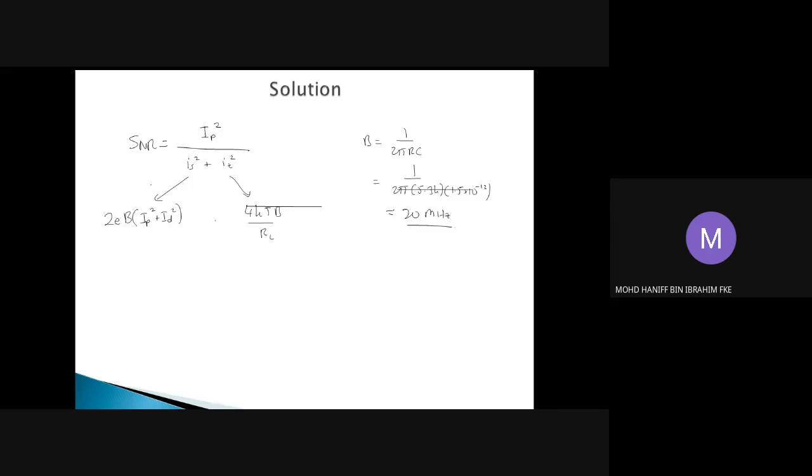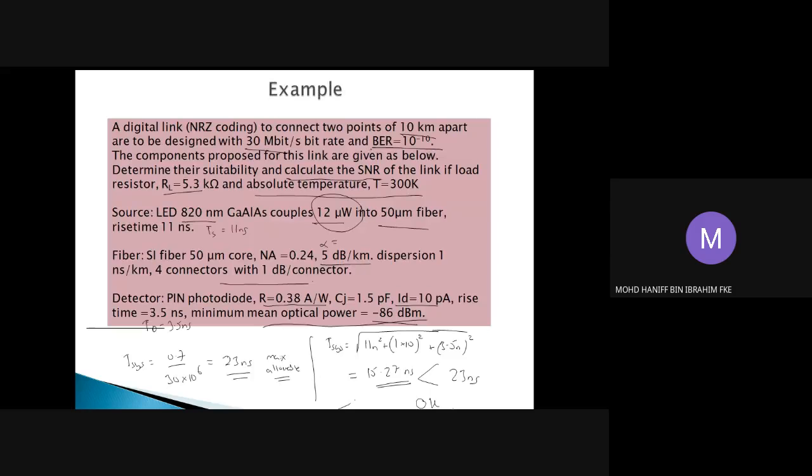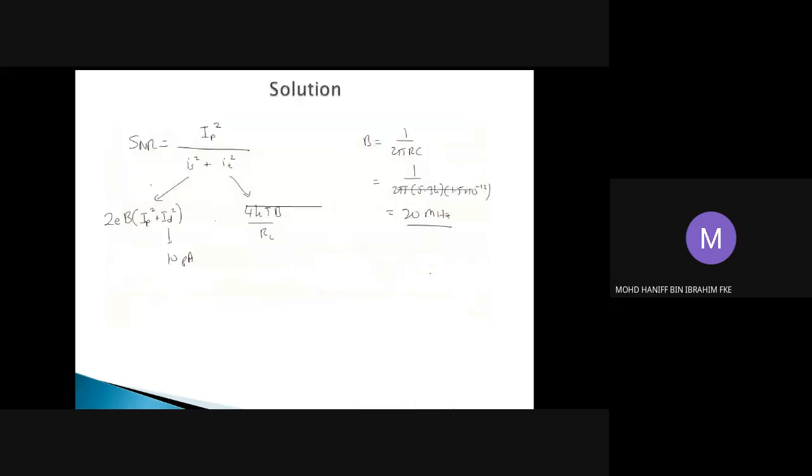So this B shall now be applied into these equations of the shot noise current and the thermal noise current. k is the Boltzmann constant, you can refer to chapter 6. T is given to be 300 Kelvin. RL is given. IP is to be calculated. ID is given, ID equals 10 picoampere, based on the question just now. Given here that the dark current is 10 picoampere, it shall be used here in calculating the shot noise.